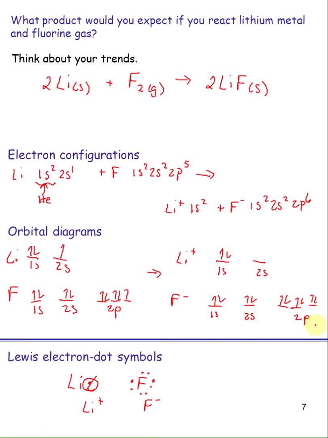So again, this is just 3 ways to convey the same information. But see how much easier it was to do it with the Lewis dot symbols, where we had the 1 electron for the lithium, the 7 for the fluorine, and we just gave that electron to the fluorine to make a fluoride.